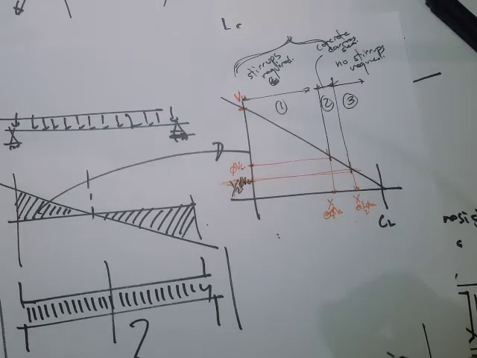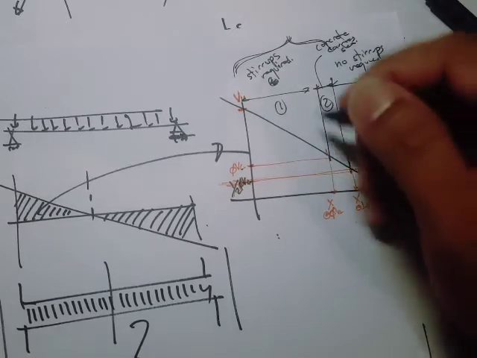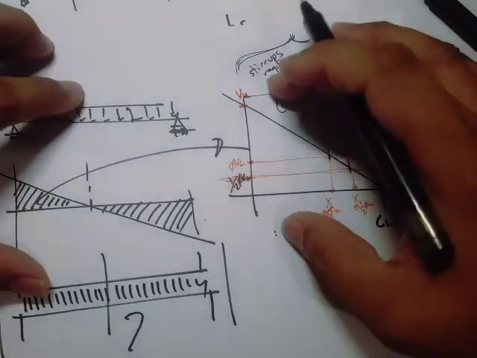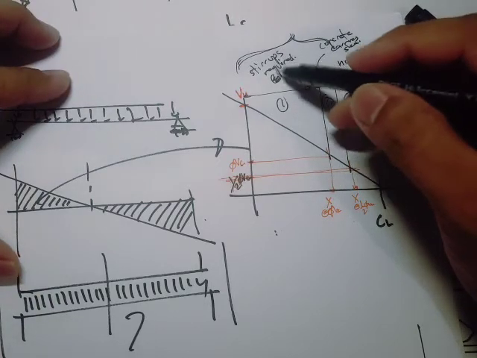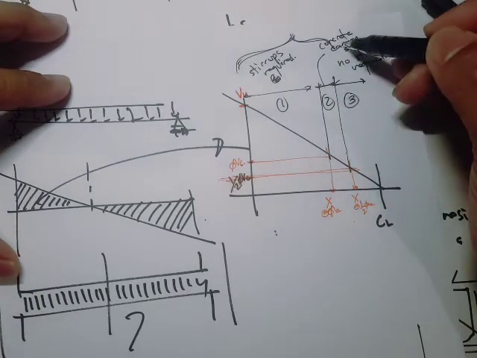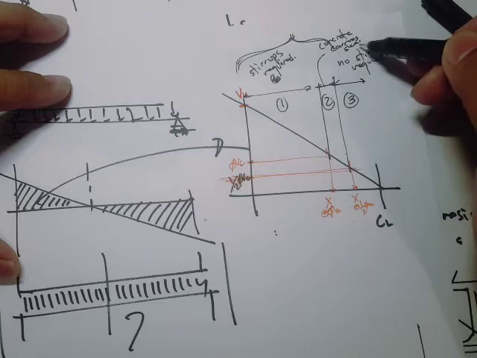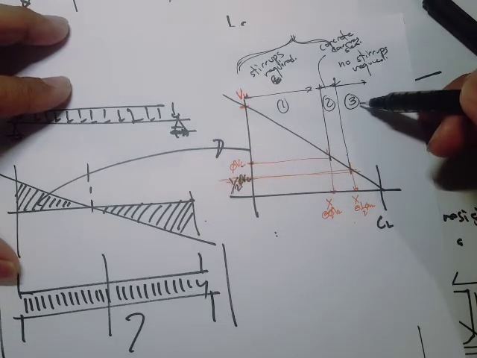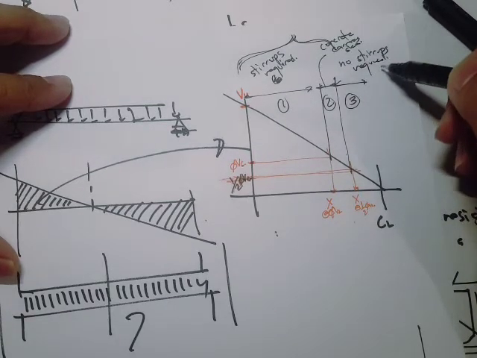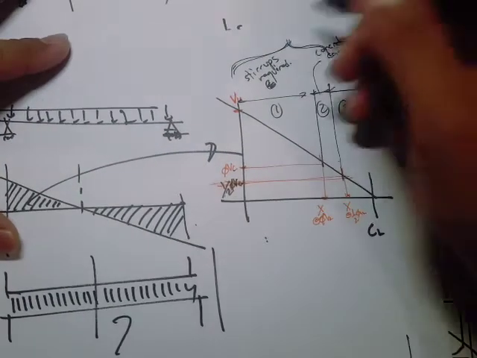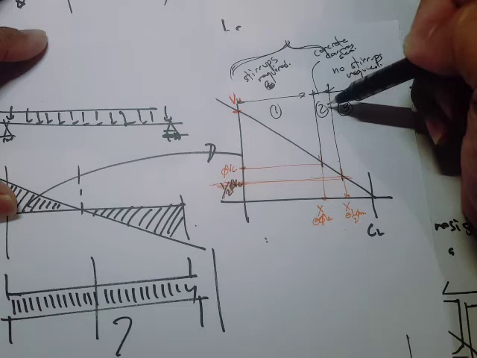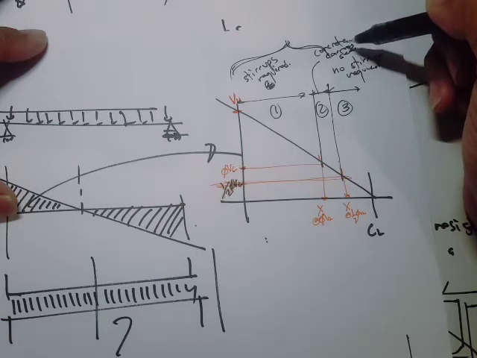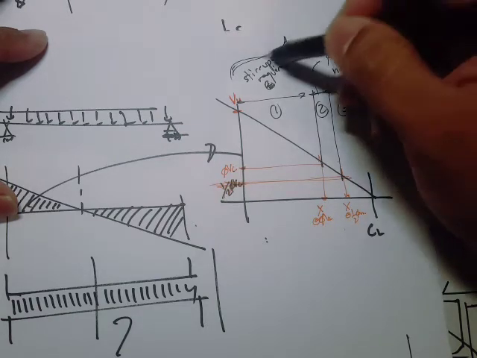Okay, welcome back again to our lecture on beam stirrups. So again we have these regions: region 1 where stirrups are required, region 2 where concrete alone can carry the shear, and region 3 where no stirrups are required. But again, as I've said, even though in region 2 concrete alone can carry the shear, we still have to provide stirrups.